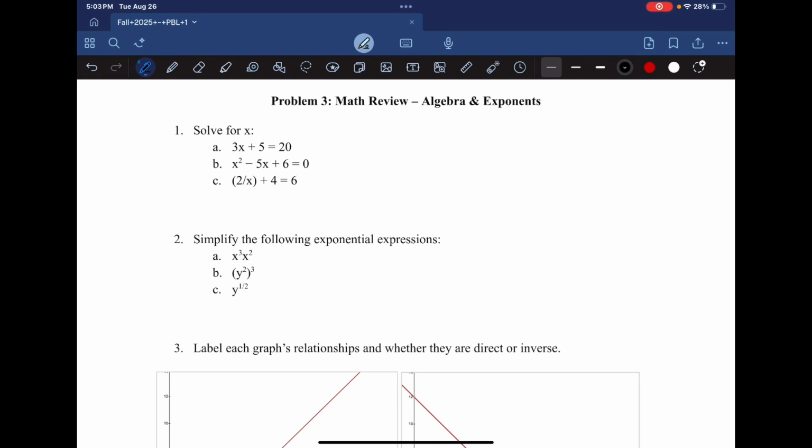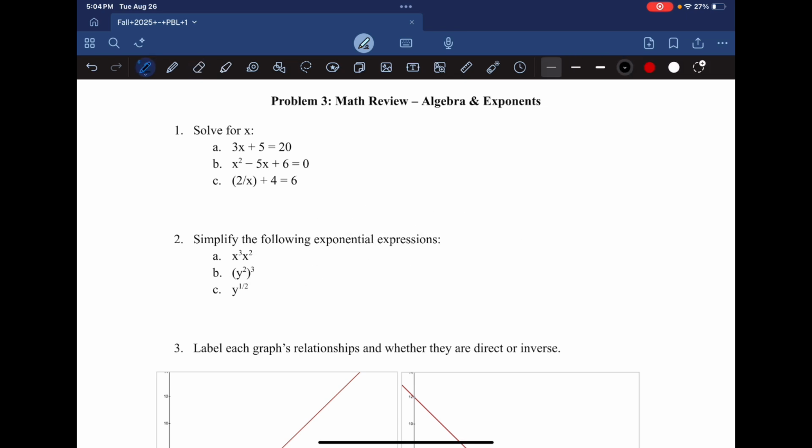Okay, so now we have a few exponential expressions. First one, we have x cubed times x squared. Whenever you have a to the x times a to the y, so the same base, you can just add x and y together. So equals a to the x plus y. In the case of this, we have x to the 3 times x to the 2. 3 plus 2 is 5. So this problem would be x to the 5.